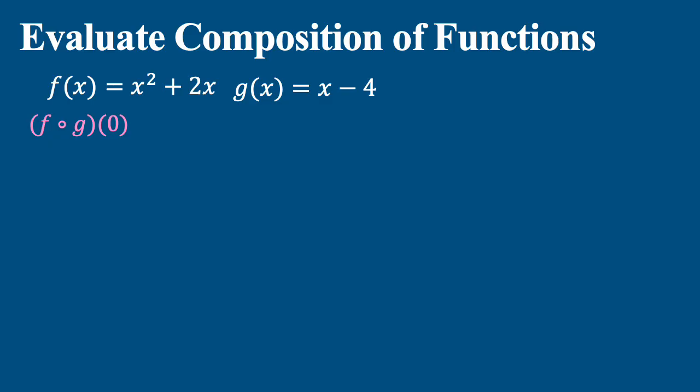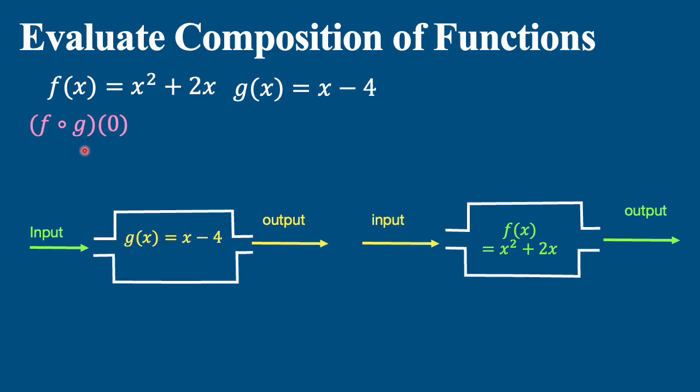Guys, let's have another example to evaluate a composite function. We have the same functions, but we evaluate a different one. I want to use the notation of a composite function: f circle g of 0. That's the notation of a composite function. How are we going to evaluate this one? This notation means you start with g, plug in the input, then go to the f function. That's what you're going to do.